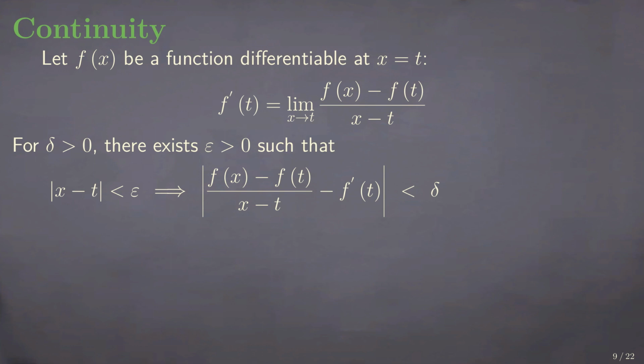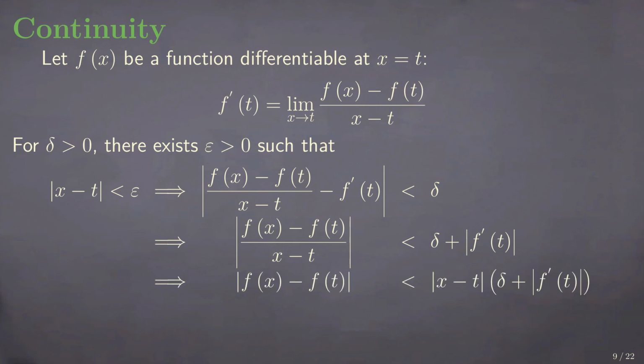And from this, we see that the absolute value of the quotient (f(x) minus f(t)) over (x minus t) is strictly less than delta plus the absolute value of f prime of t. And because when we're taking the limit, we never allow x to be equal to t, then the absolute value of x minus t is always positive. So we can multiply both sides without changing the direction of the inequality, and the absolute value of f(x) minus f(t) is less than the product of the absolute value of x minus t times delta plus the absolute value of f prime of t.